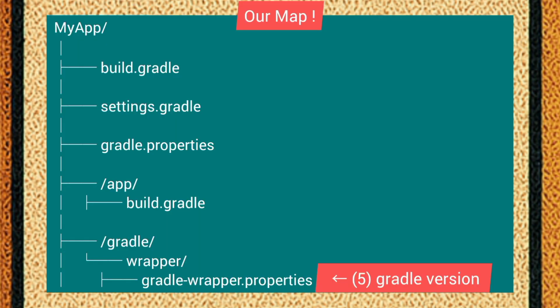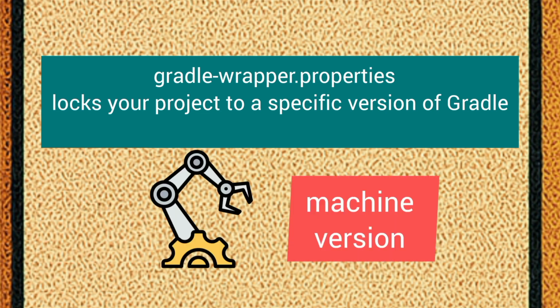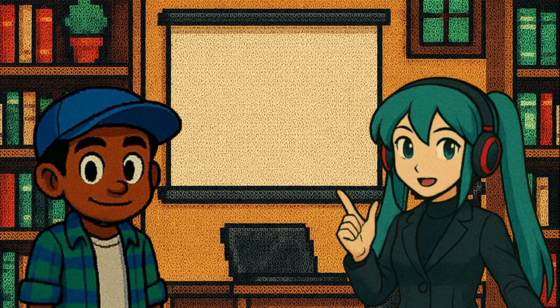Gradle wrapper.properties. This file locks your project to a specific version of Gradle. That way, anyone working on the project uses the same version. It's like making sure every factory uses the same version of the machine. Understanding these files is the first step to mastering Gradle. Don't worry, we'll go through them one by one and actually work with them as we build our app.